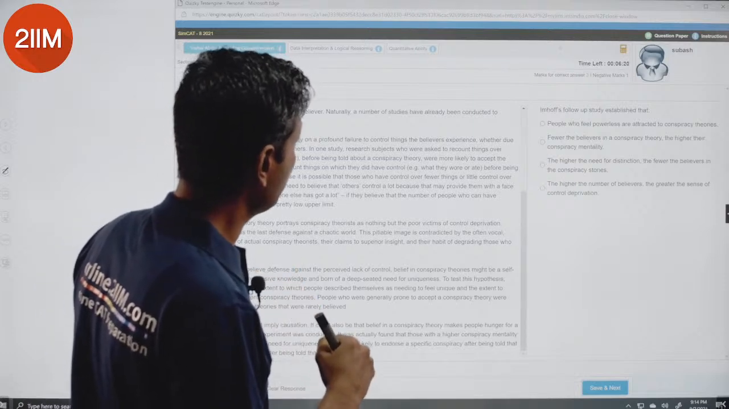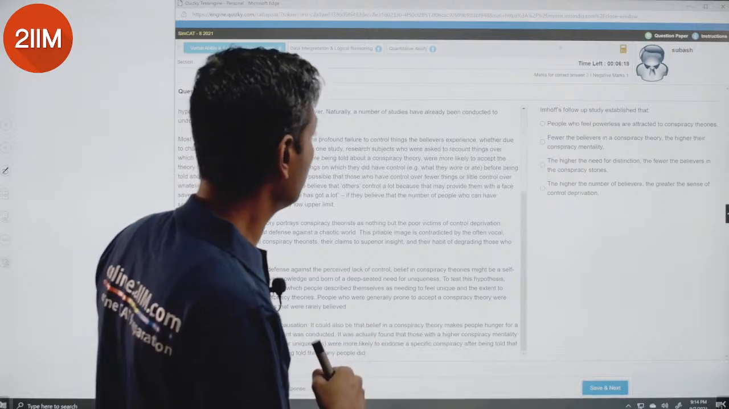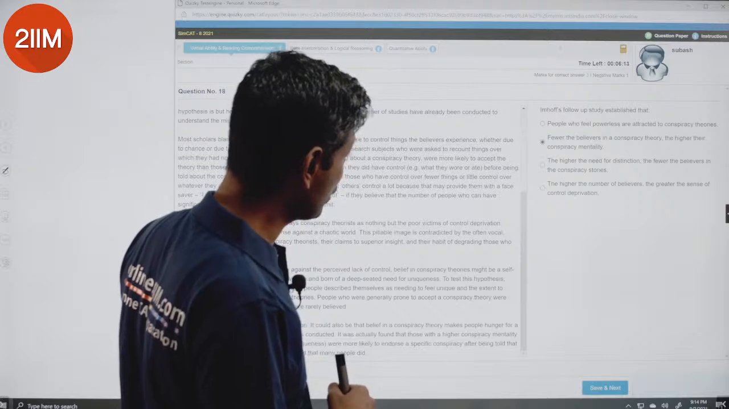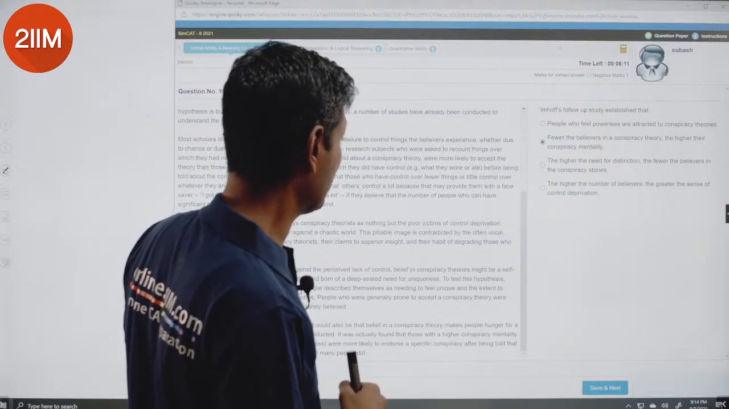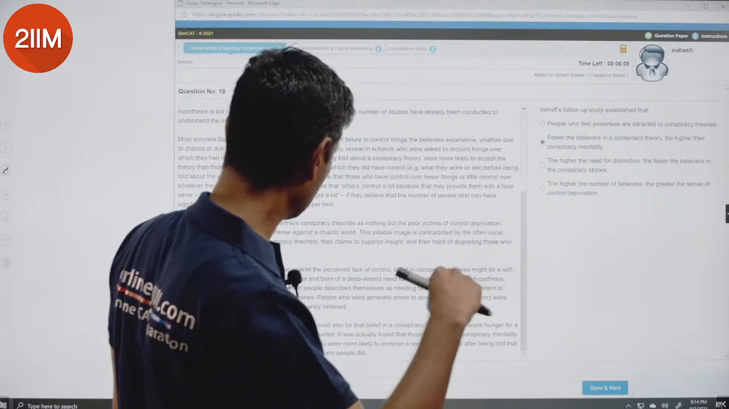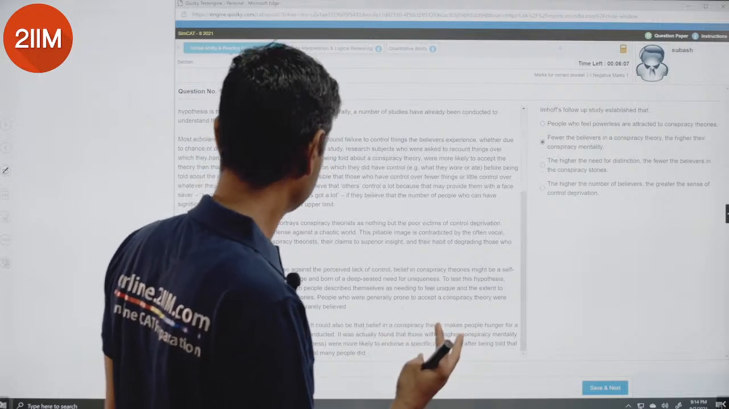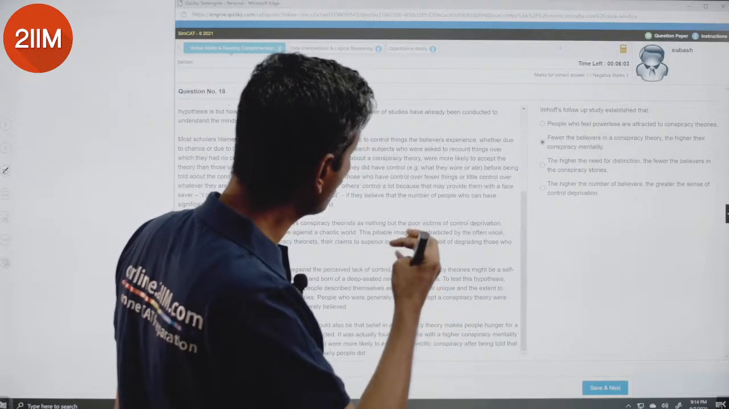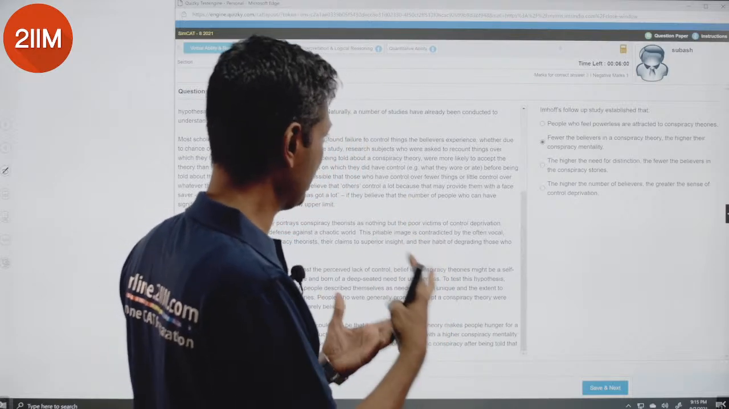The fewer the believers in a conspiracy theory, the higher their conspiracy mentality. That is true. The higher the need for distinction, the fewer the believers in the conspiracy theories. The fewer the believers, the deeper my conviction. You endorse a specific conspiracy, the higher their conspiracy mentality. That is true. Higher the conviction.